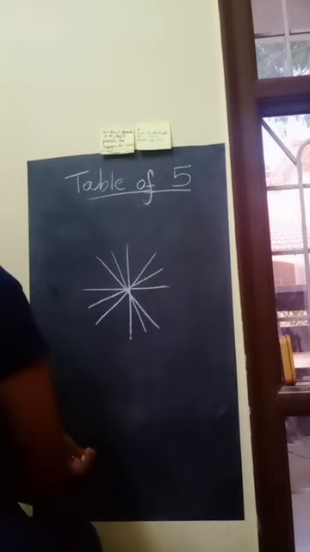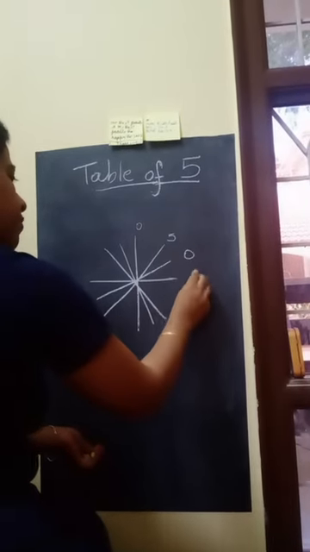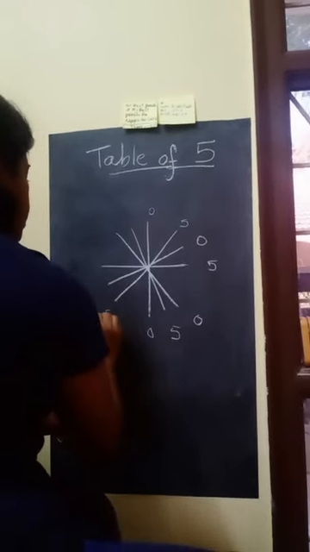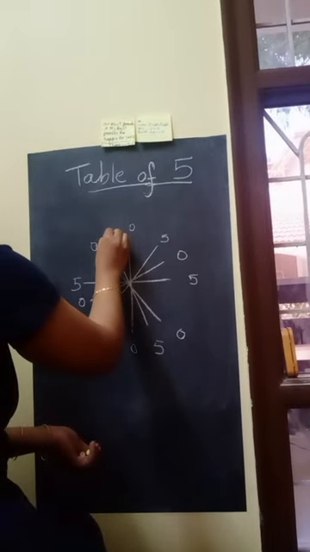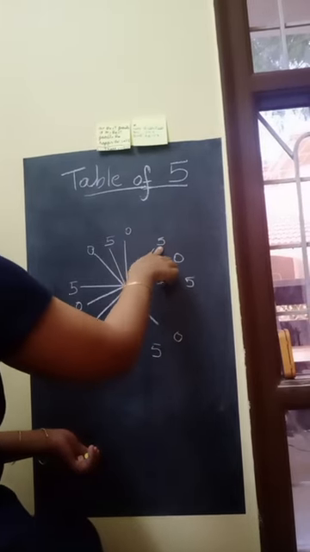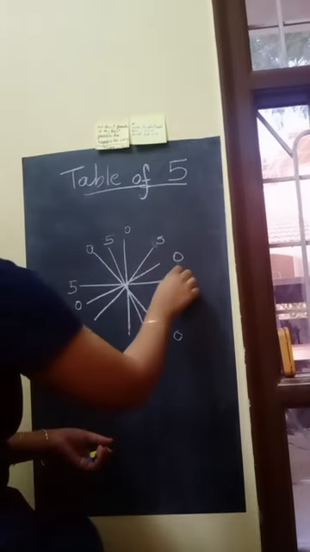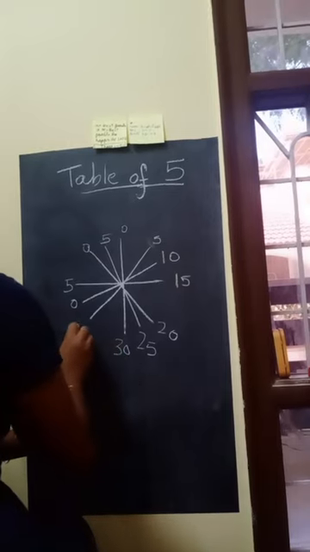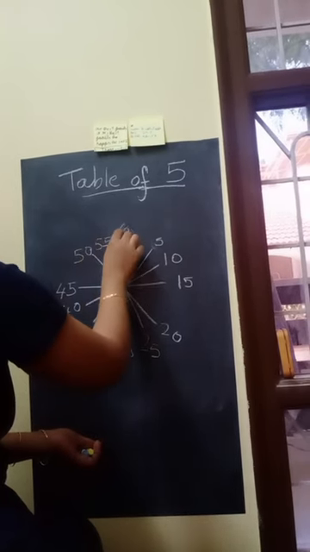Now we will write 0, 5, 0, 5. Write it a little apart. 0, 5, 0, 5, 0, 5. Now, in this 0, we will start with the 5. Let it be only 0. We will not write anything here. Now then, we will write 1, 1, 2, 2, 3, 3, 4, 4, 5, 5, and we'll stop with 6.